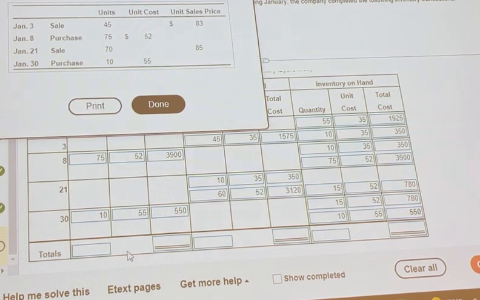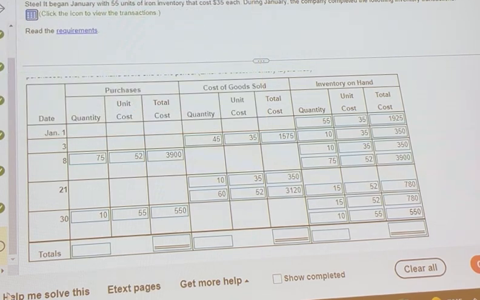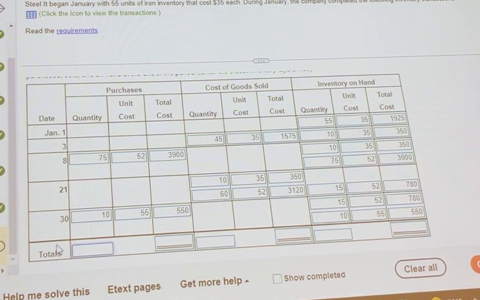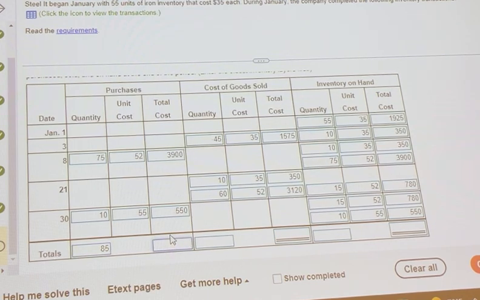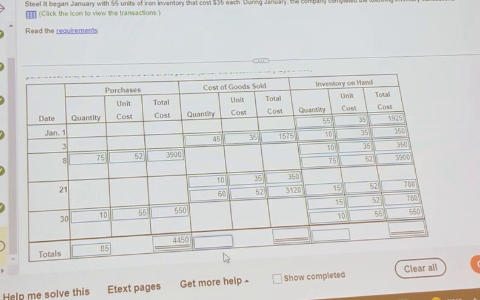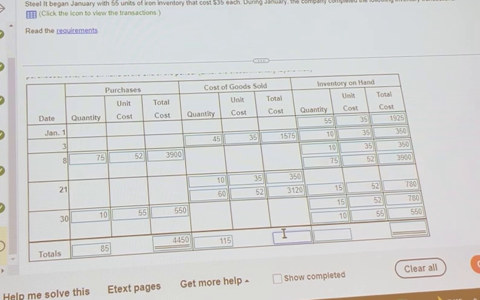Now for the totals at the bottom, for the purchases, we have to add together everything that is above the totals. So quantity would be a total of 85. Total cost would be $4,450. Cost of goods sold, same thing, we have to add together everything that's above. So quantity, 115. Total cost, $5,045.